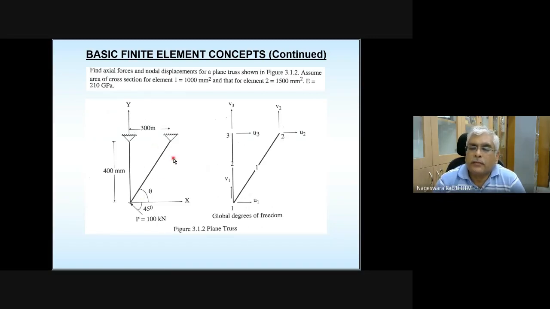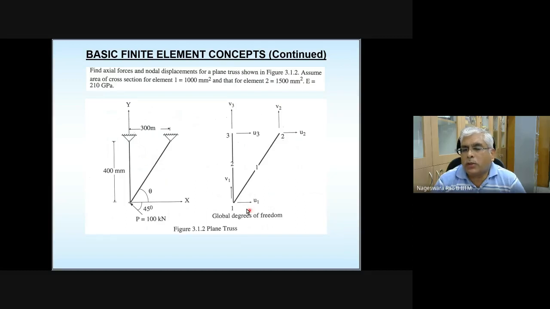Based on the information given, you can easily find the length of each member. Read the problem statement: find the axial forces and nodal displacements for the plane truss. Assume cross-sectional area for element 1 is 1000 mm square, and element 2 is 1500 mm square. E is given in GPa, which you can convert into Newton per mm square. So everything is given in SI units.